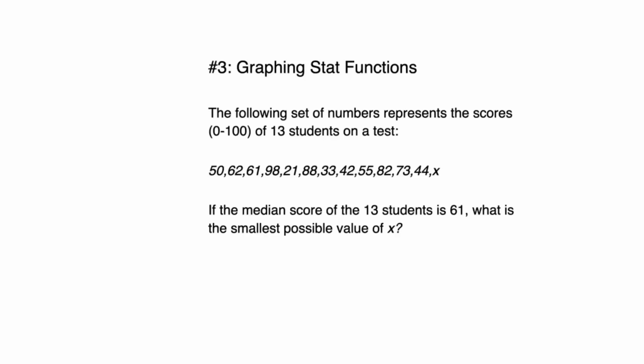So the last DESMOS hack is going to save you so much time and so much headache, and that is going to be graphing stat functions. Question says here that we have a following set of numbers representing scores 0 to 100 of 13 students on a test. We have our set. If the median is 61, what is the smallest possible value of x? You can go in and sort this manually, least to greatest, and find the right value. But while I do all that, we can do this in like 10 seconds using DESMOS.